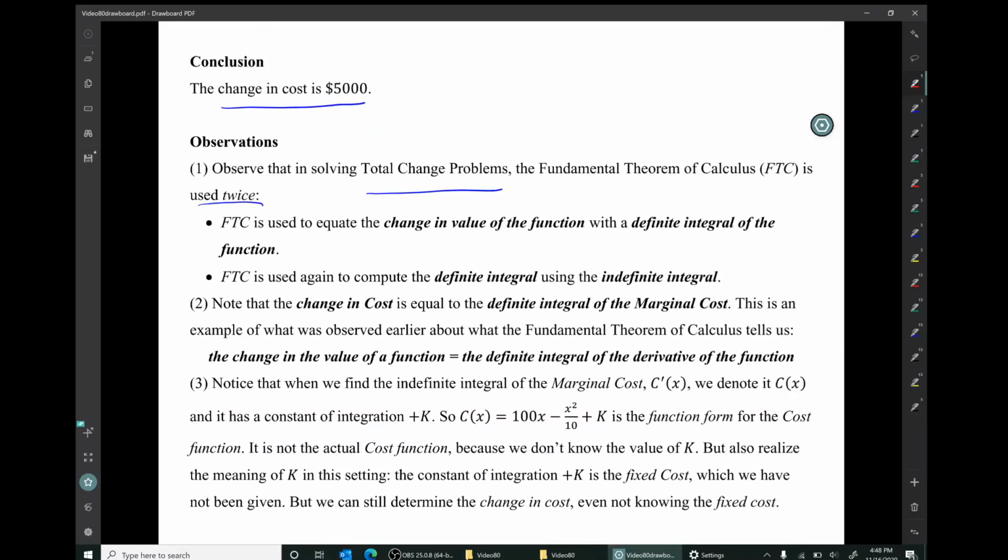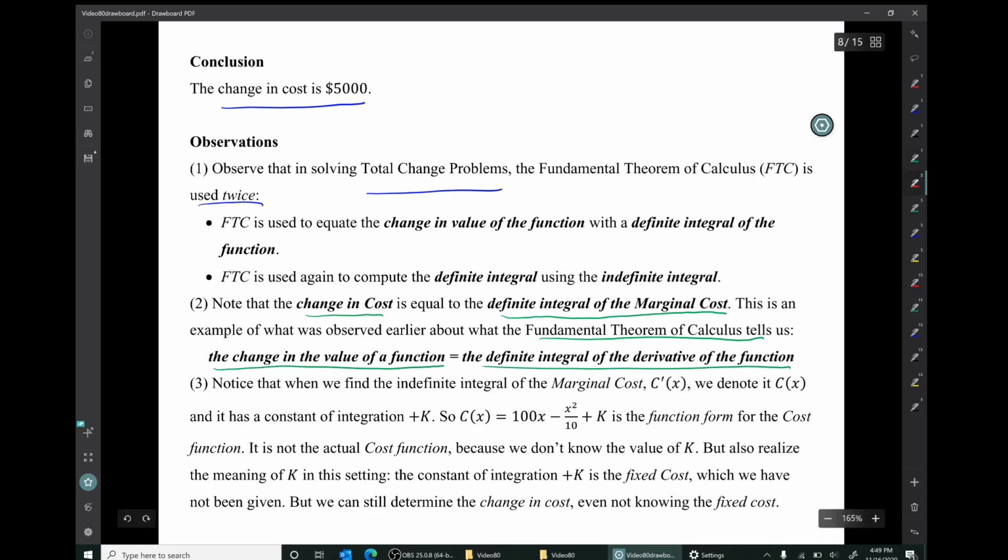Another observation is this. Notice that the change in cost is equal to the definite integral of the marginal cost. That's an example of what was observed earlier about the fundamental theorem of calculus, what it tells us. The change in value of a function equals the definite integral of the derivative of the function.